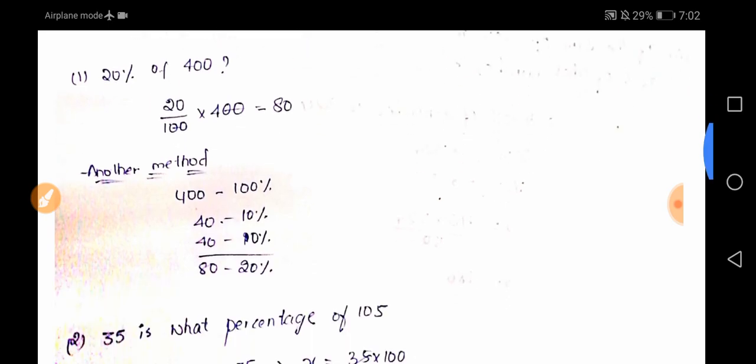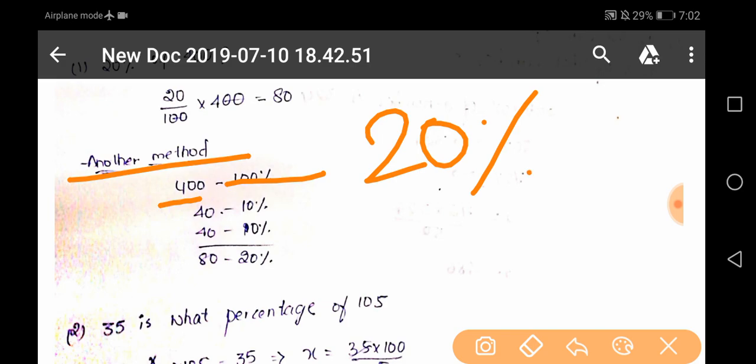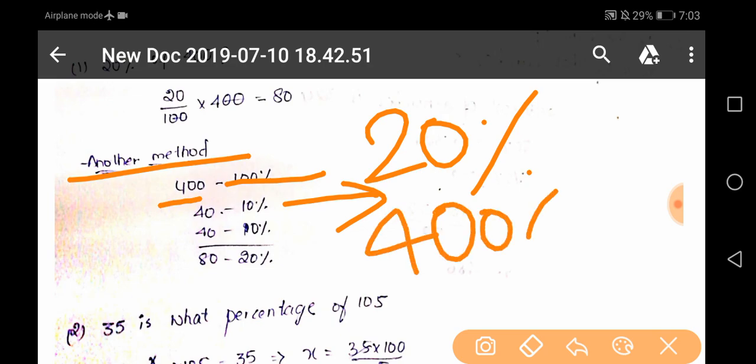And there is another method, if you are very thorough with your percentages, you can do it here. Just consider 400 as 100%. In that 100%, how much do we want? 20%, right? So no need of doing 20%, just consider 10%. 10% of 400 means how much? 400 into 10%, right?